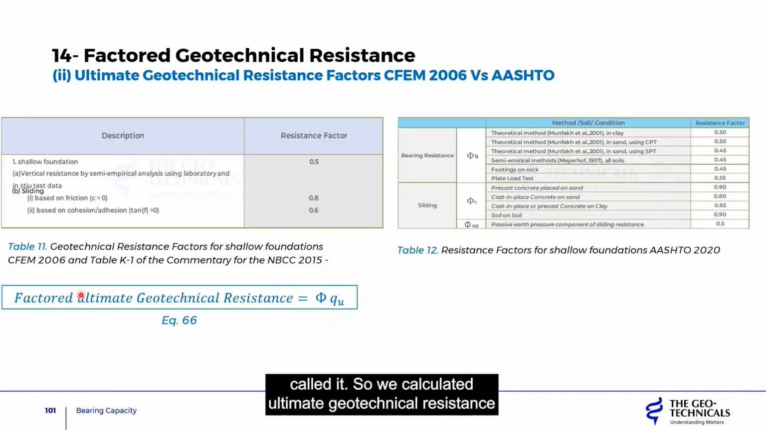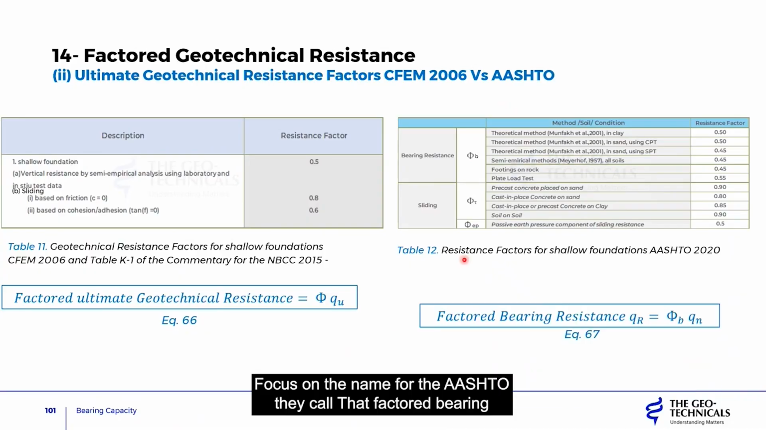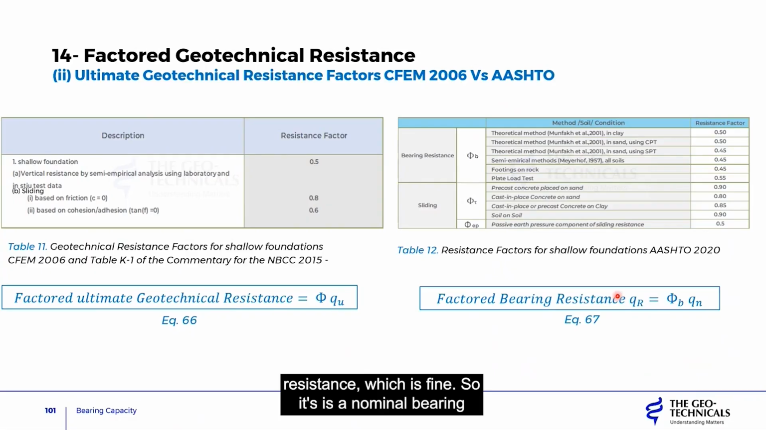So we calculated ultimate geotechnical resistance, Q ultimate. They multiply it by factor alpha, and they call that ultimate geotechnical resistance. Focus on the name. For the H2, they call that factored bearing resistance, which is fine. So it is a nominal bearing resistance multiplied by a factor. And this factor, instead of phi, is phi subscript b.